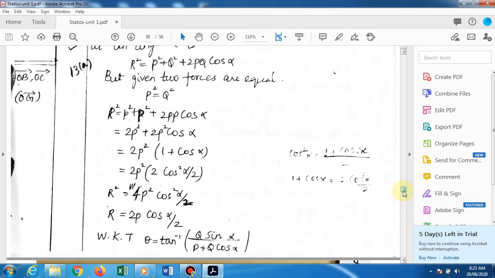P square is equal to Q square. Substituting here, R square is equal to P square plus Q square plus 2PQ cos alpha, which becomes P square plus P square plus 2P square cos alpha. So we get 2P square plus 2P square cos alpha. Take 2P square common, so we get 2P square times (1 plus cos alpha).